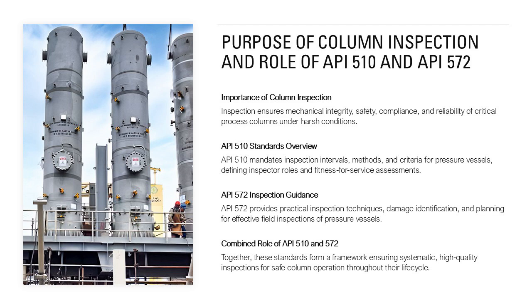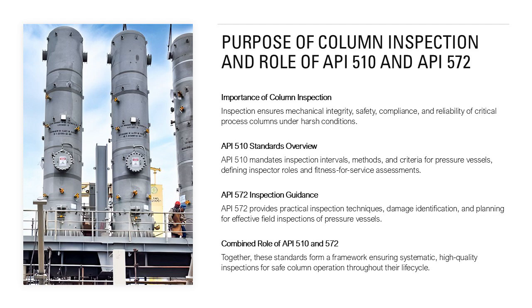API 510 also interfaces with repair and fitness for service standards, enabling inspectors to make informed decisions regarding continued operation or necessary repairs. API 572, Inspection Practices for Pressure Vessels, complements API 510 by providing detailed guidance on how inspections should be conducted in the field. While API 510 specifies what must be done, API 572 explains how to do it effectively. It covers inspection planning, common damage mechanisms, inspection tools and techniques, and practical considerations for both on-stream and off-stream inspections.